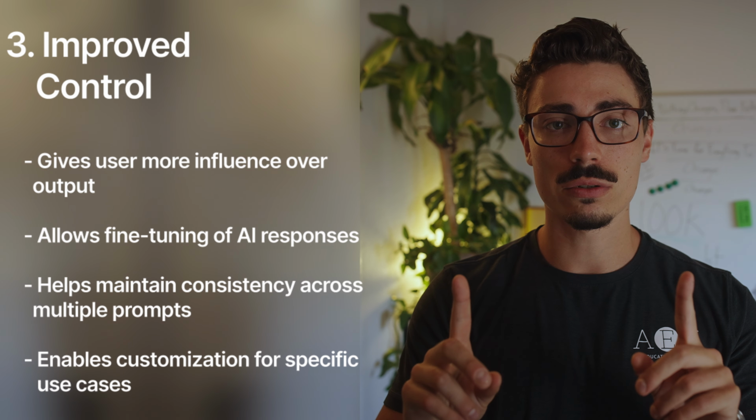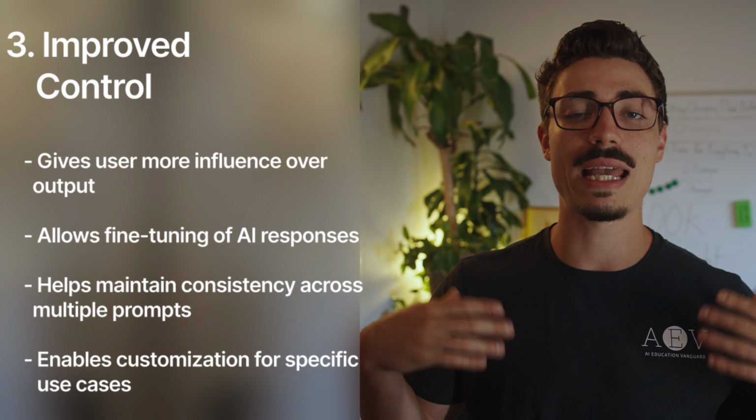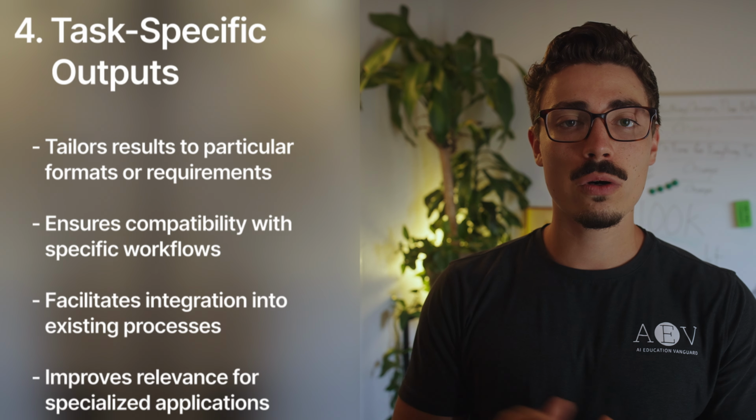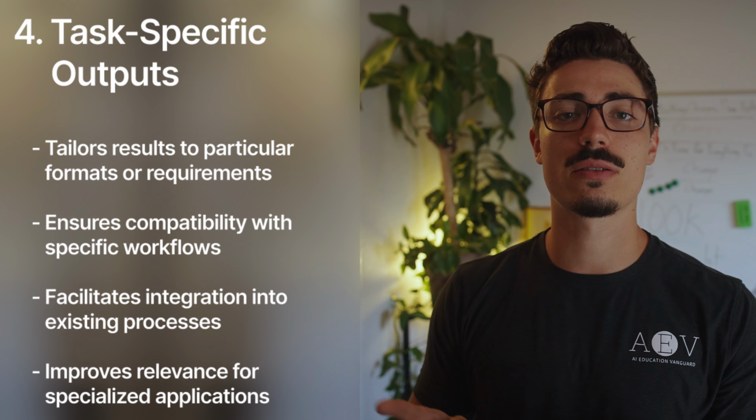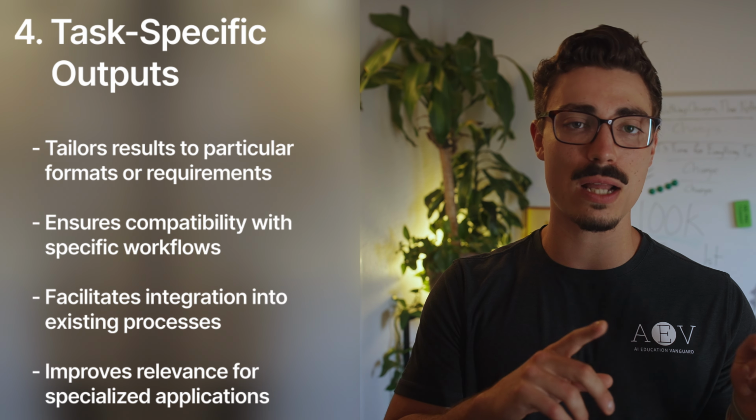It's a fun one. Number 3 is going to be improved control. You have actually more influence over the structure and content of the AI's output. And then number 4, task-specific outputs. When you add constraints, it can align the AI's response with particular formats and requirements. All right, let's move on to the actual types of constraints I often use.